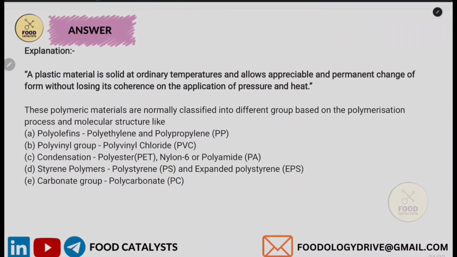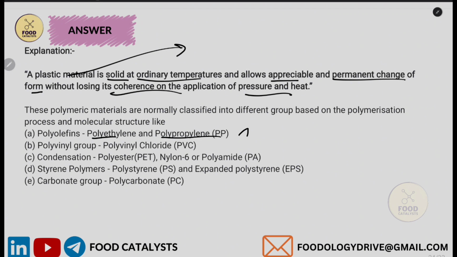Let's understand this. Plastic material is solid at ordinary room temperature, and allows appreciable and permanent change of form without losing its core. That's a simple definition of plastic as mentioned in general books. With heat and pressure you can mold it and change it into multiple forms. Basically, plastic is divided into 5 forms. One is polyolefins. Under polyolefins we have PE, polyethylene, and polypropylene.